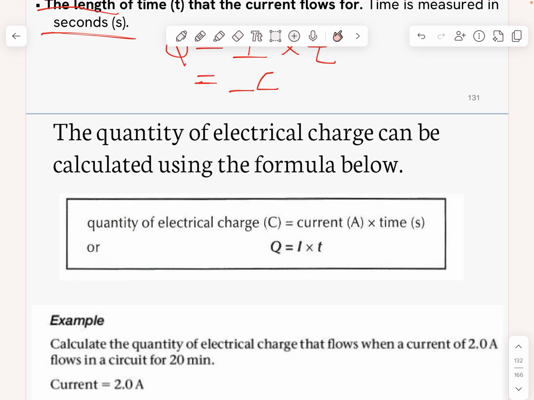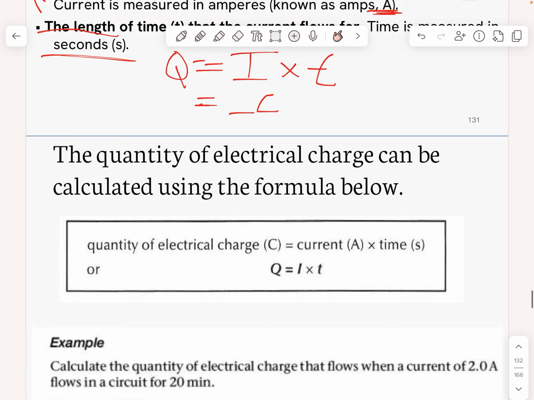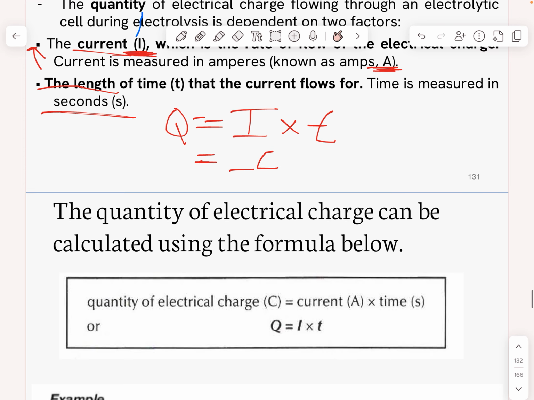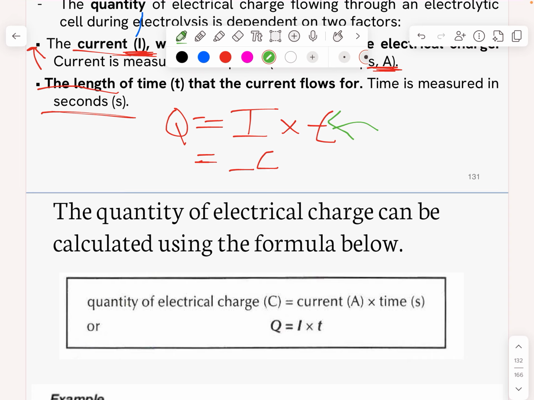The quantity of electrical charge can be calculated using this formula, which I would have mentioned before. And please note that for the time taken for the current to go around, you must convert this time to seconds. So if you get a particular amount in minutes, it must be converted to seconds.